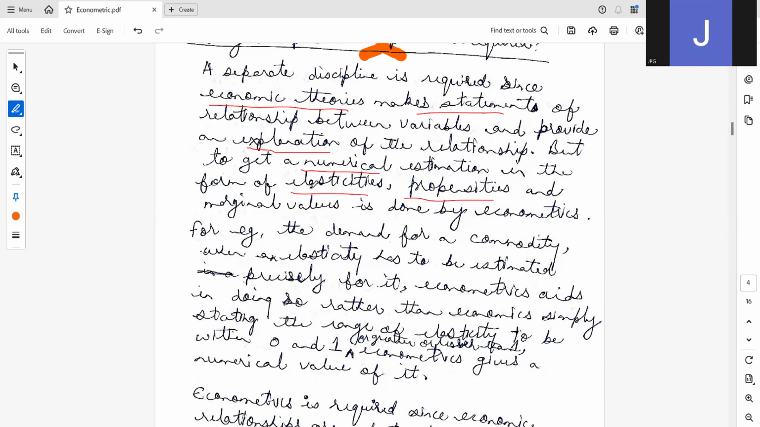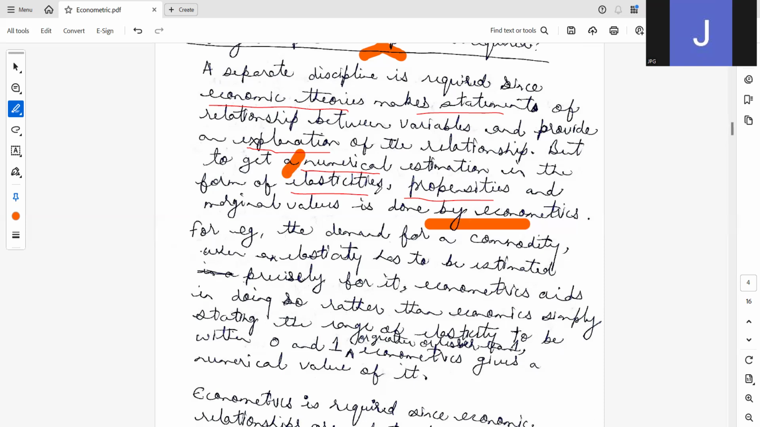Now, a separate discipline is required just because, as I just now mentioned and took the example of demand, similarly you have supply. As I said, you wish to numerically estimate the relationship between demand and price and demand and income, or you wish to make a study of the relationship between supply and price. That numerical estimation can be done only by using econometrics. And how does econometrics help us to do that? It will help us to measure that demand theory or supply theory in terms of elasticity.